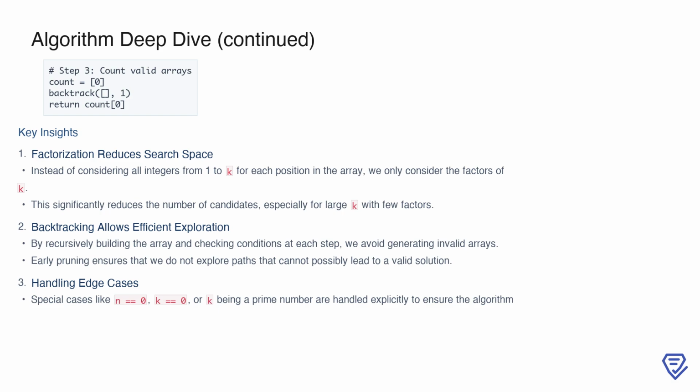This function takes the current array and its product as arguments and explores all possible ways to build valid arrays. If the array reaches size n and the product equals k, we increment the count. Otherwise, for each factor, we recursively extend the array, provided the resulting product does not exceed k. Finally, we initialize the count to 0, call the backtracking function with an empty array and a product of 1, and return the count. This implementation efficiently combines factorization and recursive exploration to solve the problem.